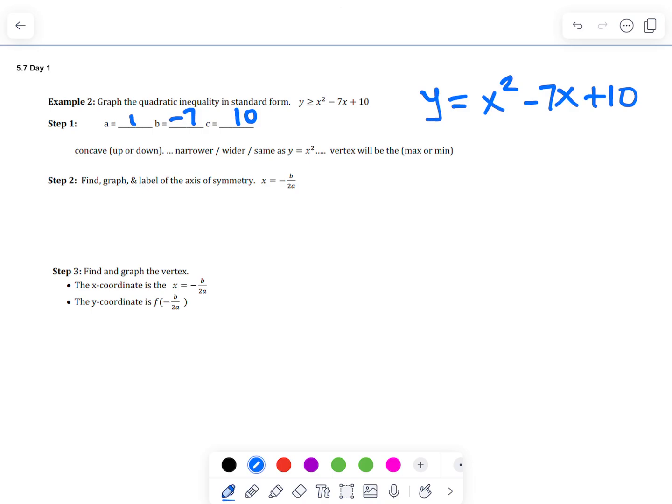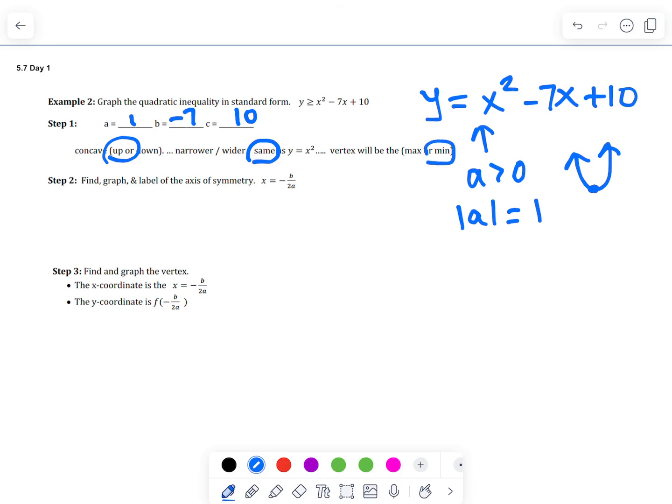This is going to be concave up because that A number is positive, because our A right here is greater than 0. Our A is also equal to 1, so it's going to be the same as its parent. So our parabola is going to look something like this. It's going to open up, and it's going to have a minimum for its vertex.